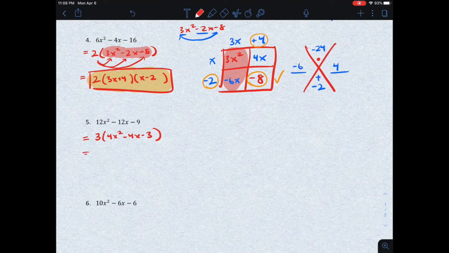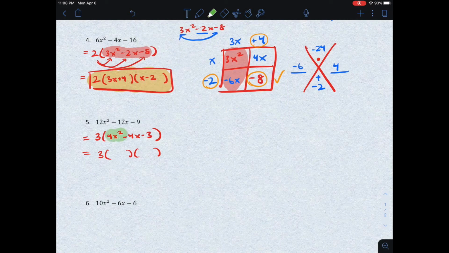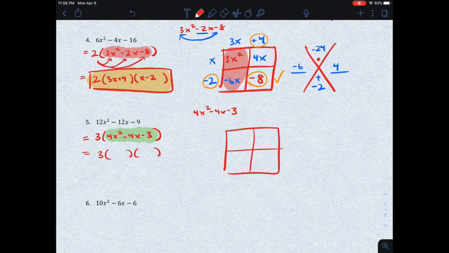So I know that in the end, my final answer will have 3 times, right, something times something. And what we're going to be focusing on here is factoring 4x squared minus 4x minus 3. So I'm going to just put that right here for now. I'm going to create a box. Inside this box, I'm going to put 4x squared on the top left, negative 3 on the bottom right. And then to figure out what goes in the diagonal boxes, I need to figure out this x problem.